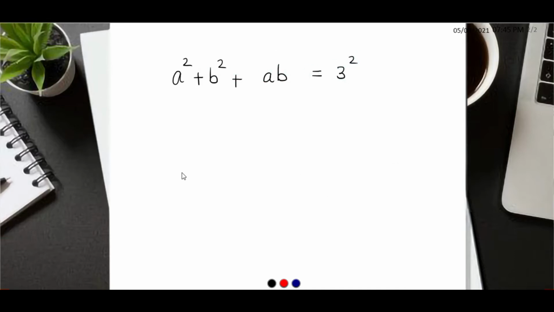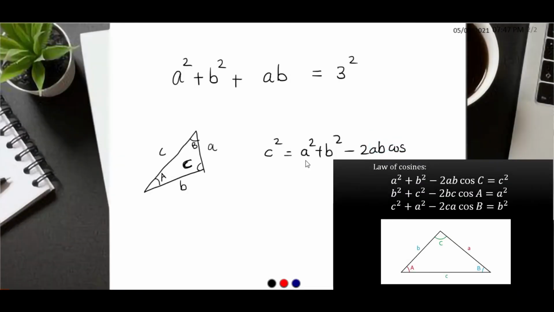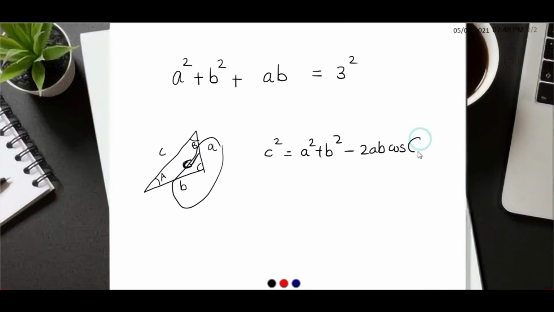See, there is the cosine law in triangles. If we have any random triangle, the cosine law states that c square is equal to a square plus b square minus 2ab times cosine of the angle between a and b. So between a and b the angle is capital C. So this is the cosine law. Now let us try to apply this here.